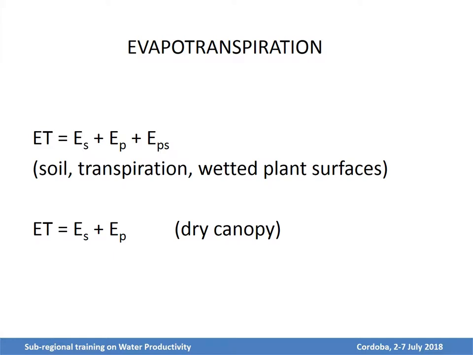Evapotranspiration is the sum of evaporation from all possible sources in the crop. That includes evaporation from the soil surface, transpiration from the plant, and also evaporation from the wetted surfaces of the plant when they are wet by rainfall or irrigation. During most of the time, mostly in irrigated crops, the plants are going to be dry, so the two components of evapotranspiration will be only soil evaporation and transpiration from the plants.